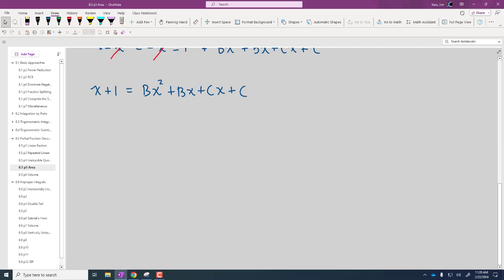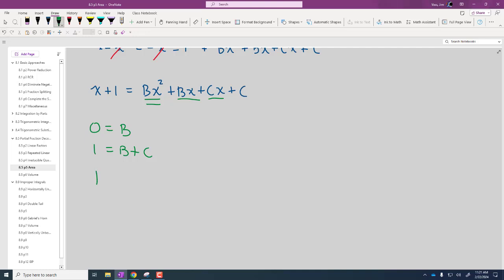Now we're going to do our coefficient matching setup. What is the coefficient of x squared on the left? 0. Coefficient of x squared on the right is b. And then we're going to the linears. Linear on the left is 1. Linear on the right is b plus c, which is 0 plus c. And c is 1.